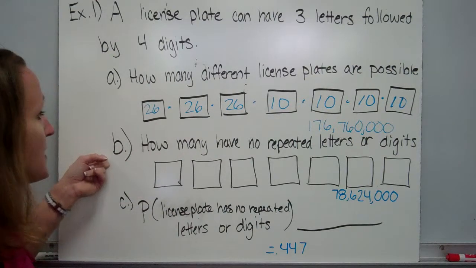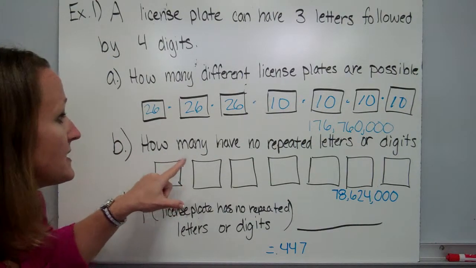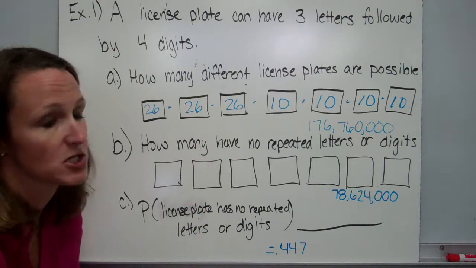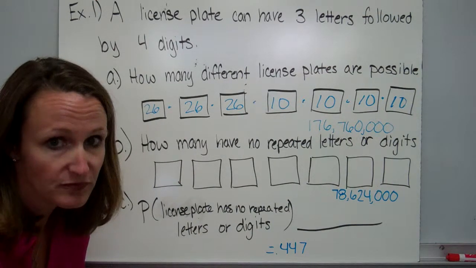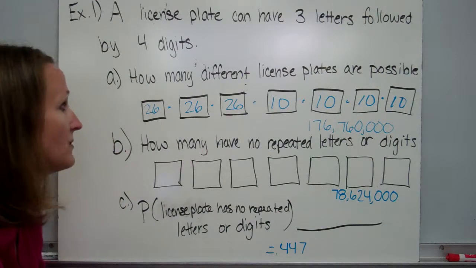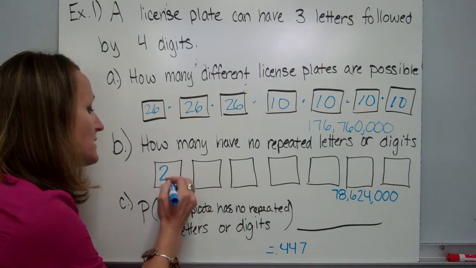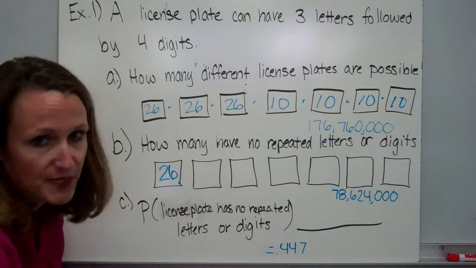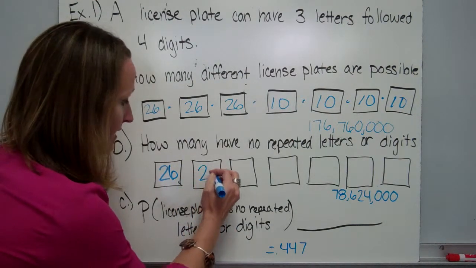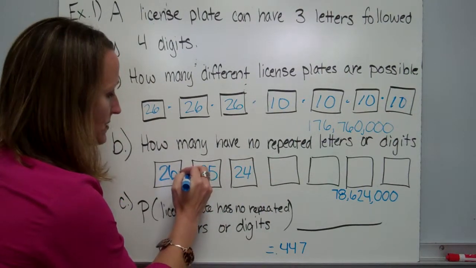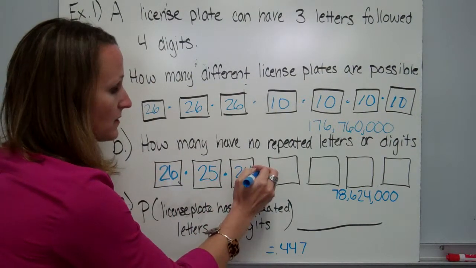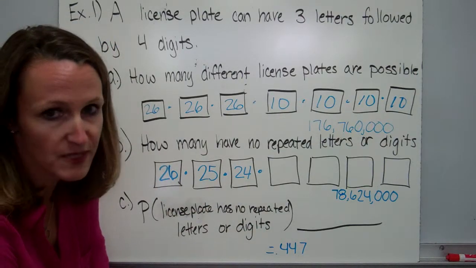Now, 1B. How many different license plates have no repeated letters or digits? If we're not going to repeat a letter, then we're not going to use 26 each time. It's going to change. The first one would be 26, but I don't want to repeat any letters, so my next one would be 25. My next one would be 24. This is because I'm not repeating. And of course, when you go A through Z, nothing repeats.